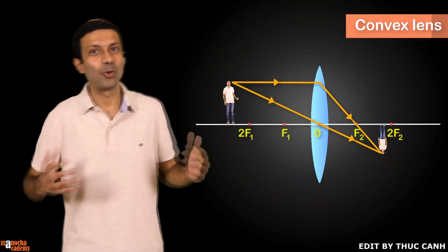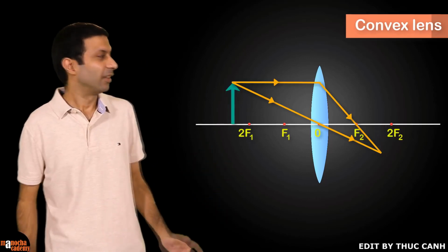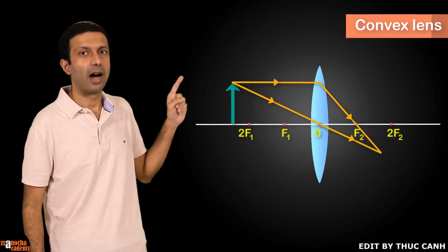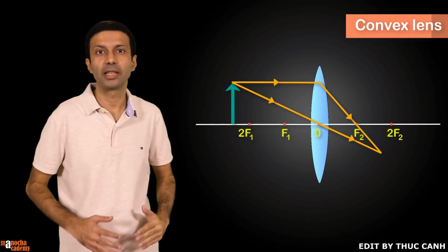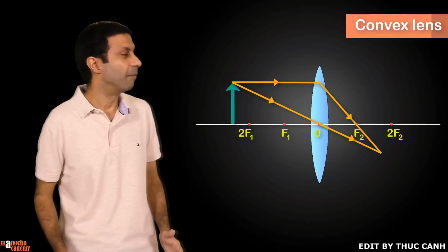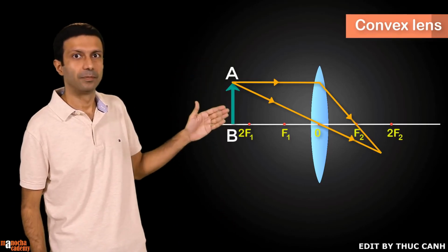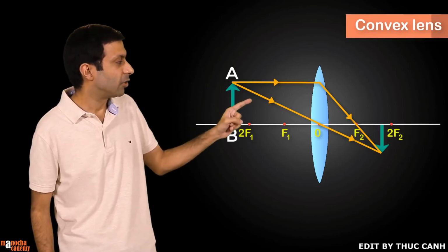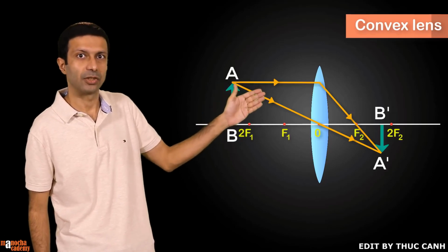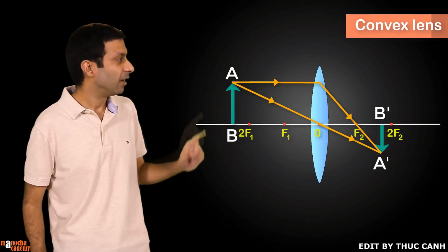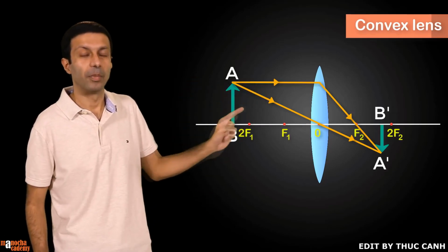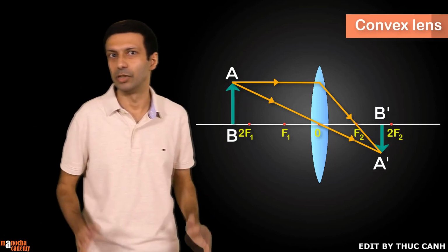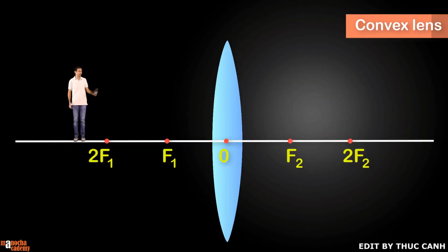Of course, I won't be the object there. The object is usually shown with an up arrow, since the object is upright, and marked as AB. The image is also shown with an arrow and it's represented as A'B'. As you can see, the arrow is inverted here because the image is an inverted image. Now let me walk closer to the lens.